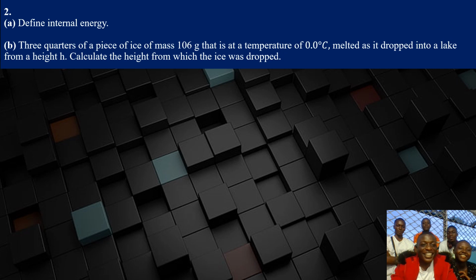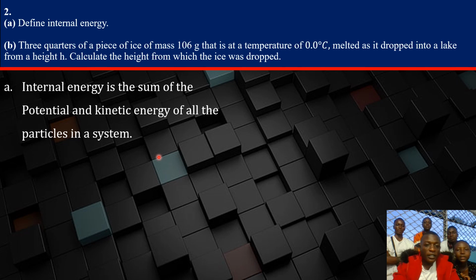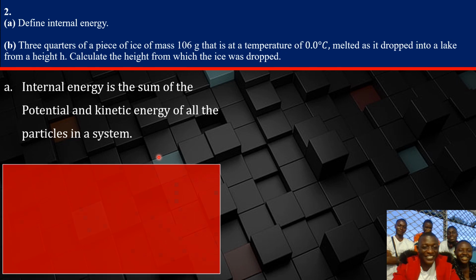Hey guys, so let's look at the solution to the problem. This is define internal energy. So of course we'll just put that down as: internal energy is the sum of the potential and kinetic energy of all the particles in a given system. Right, team? That's how we get internal energy.